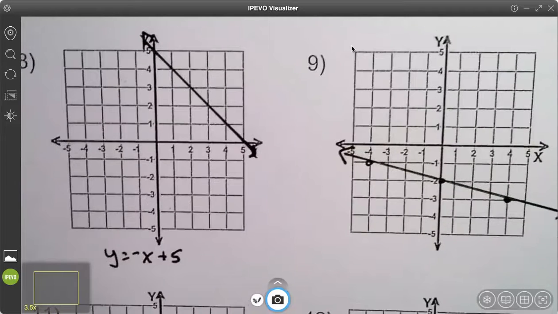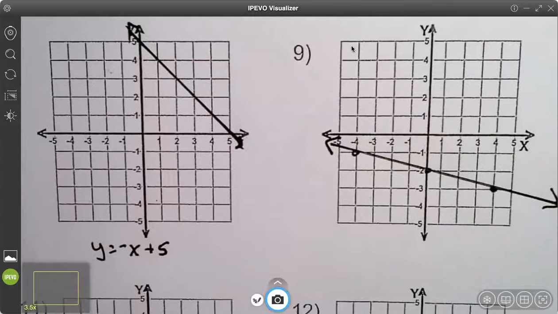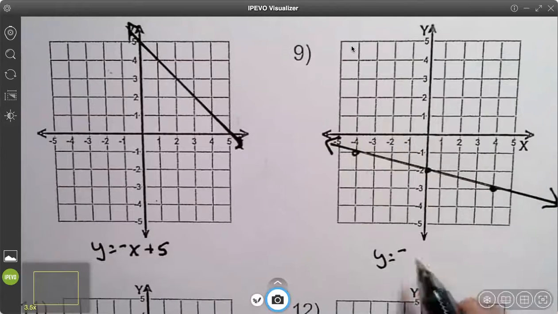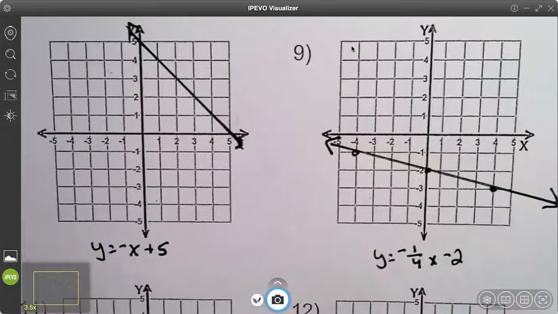Try number 9. Number 9 has a negative slope, rise -1, run 4. So your slope is -1/4, and your y-intercept is -2.